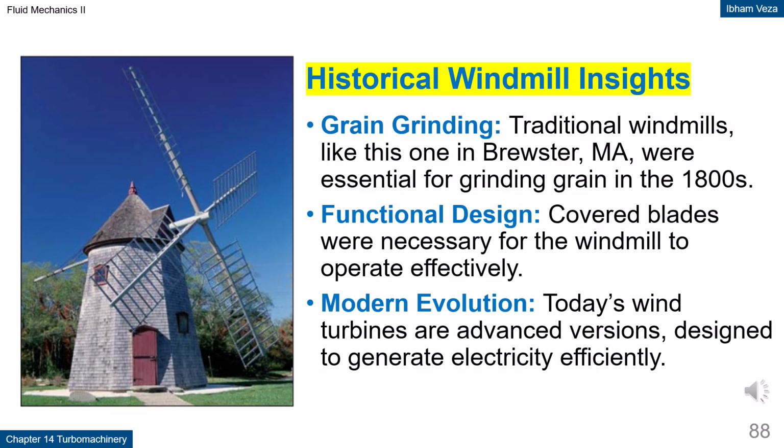Historical windmill insights. Traditional windmills in the 19th century were mainly used for grinding grain and other mechanical tasks. The partially covered blades were necessary so that the wind flow could be used effectively. Although the technology was simple, the principle of converting wind kinetic energy was already well applied. Modern wind turbines are essentially an evolution of the same concept with aerodynamic and material optimization. This slide shows the continuity between old and modern technology.